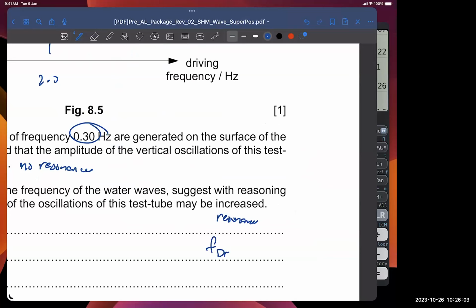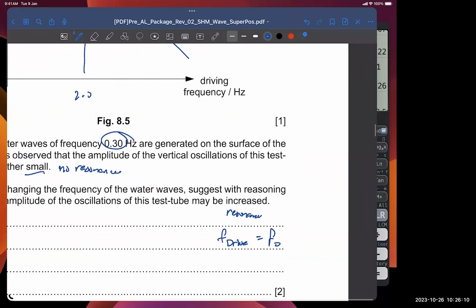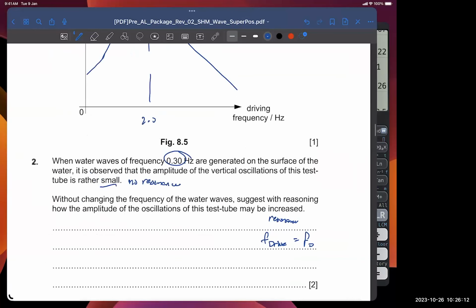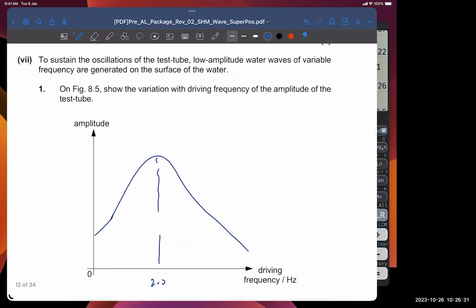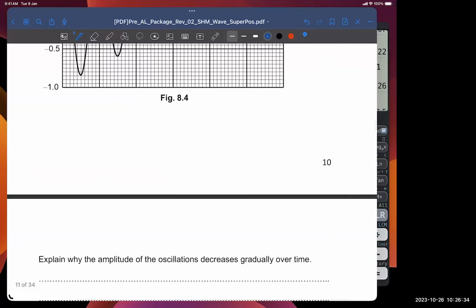To have resonance, your driving frequency must match your natural frequency. So now you have to change the natural frequency of your oscillation. At first, your natural frequency was 2 hertz, right? 0.50 seconds period. You need to slow it down. Okay. How to slow it down? Go back to this original question here.